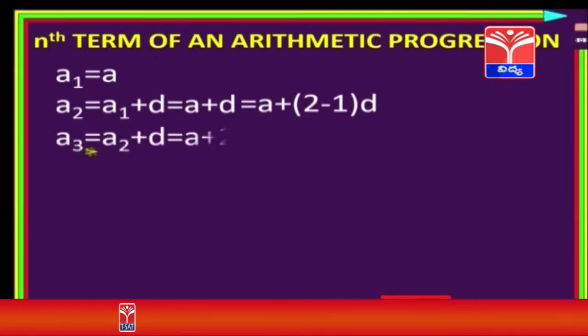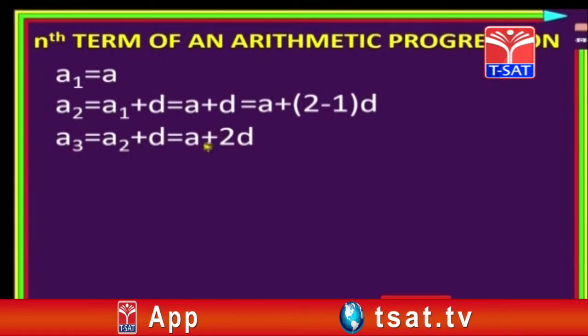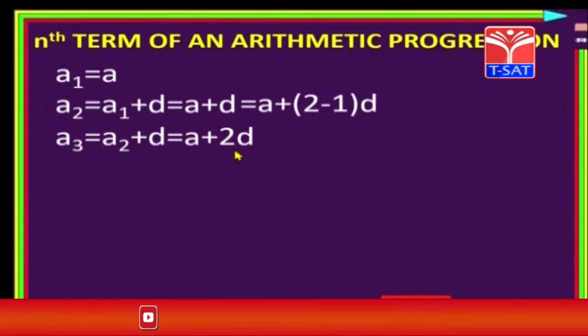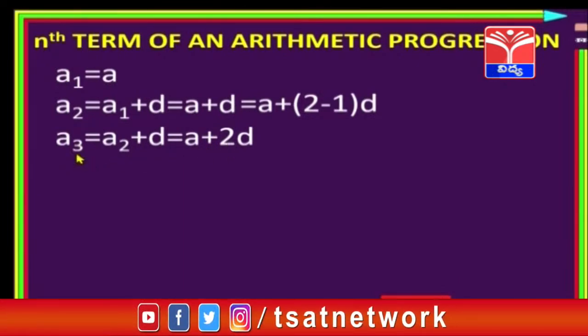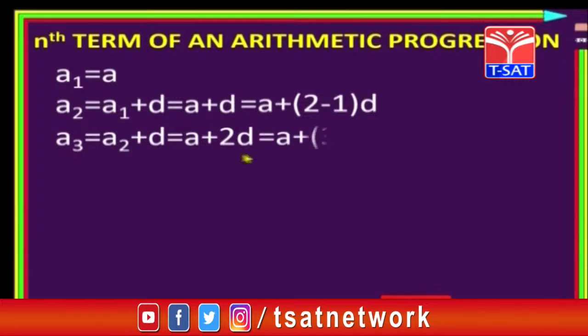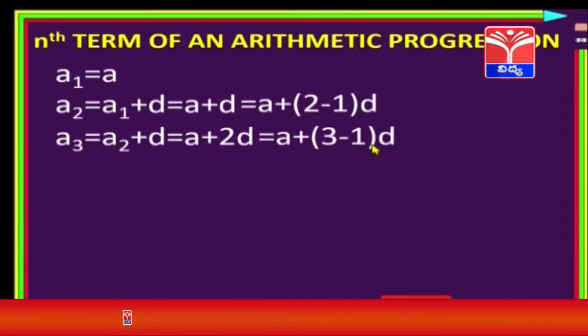Next, what is the third term? The third term is adding d to the second term, that means a plus d plus d, that is a plus 2d. So here a3 is equal to a plus 2d, right? Here we have 3, here we have 2. That means it was reduced by 1 unit. So that can be written as a plus 3 minus 1 into d.